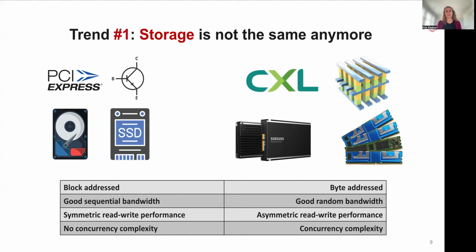And funnily enough, the complexity of their concurrency is also tough because you can have multiple threads operating at different granularities. When you talk about good random bandwidth, is there still a gap between sequential reads versus random reads in terms of effective bandwidth? There is. What is the ratio?